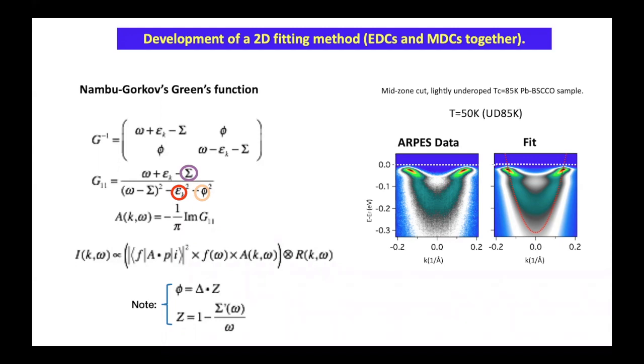And of course, phi is the gap renormalized with this parameter z, which is 1 minus sigma prime over omega. What is R? This is a resolution function that we can independently determine. And so we can evolve with the resolution function while we're doing the test.